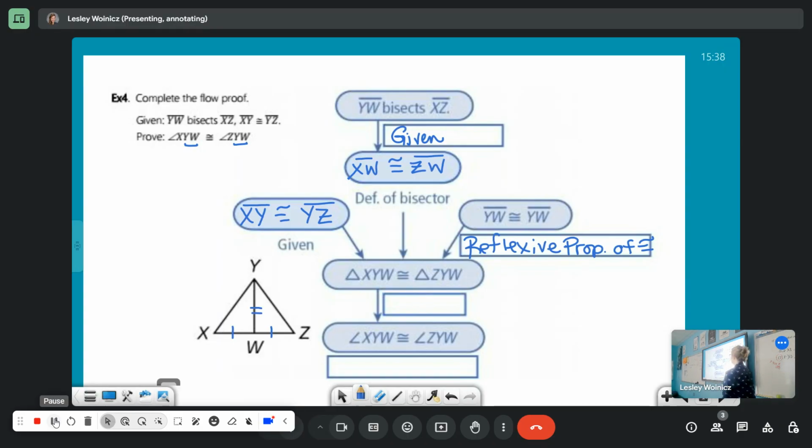Now what? Did I just not mark this one? Oh yeah, this is side, side, side. Now how do we know that those angles are congruent? Yeah, corresponding parts of congruent triangles are congruent.